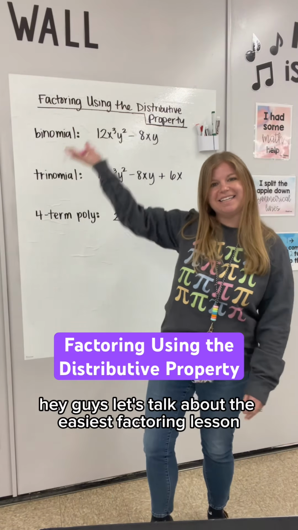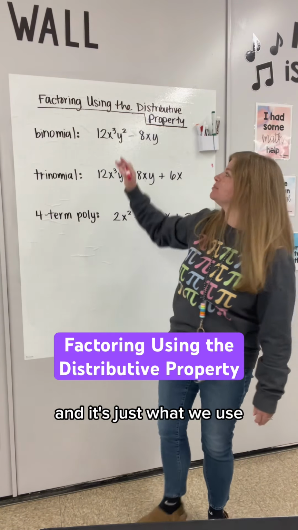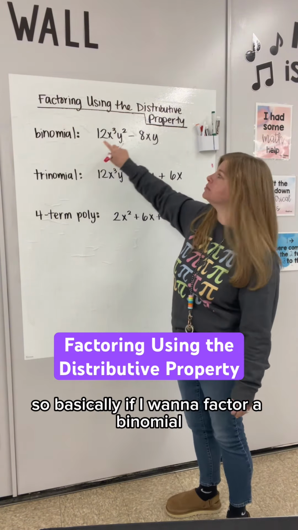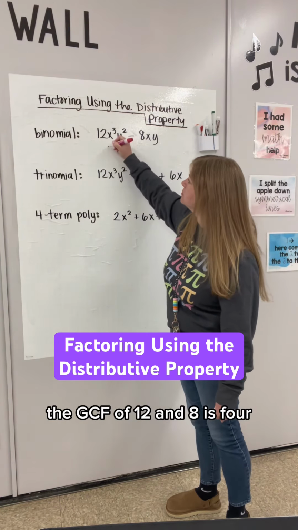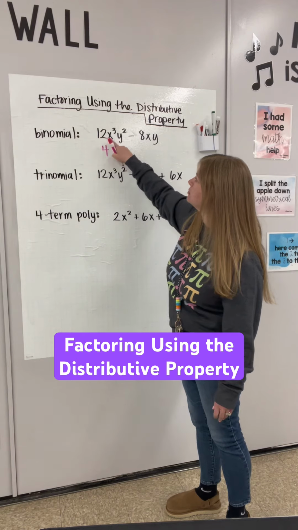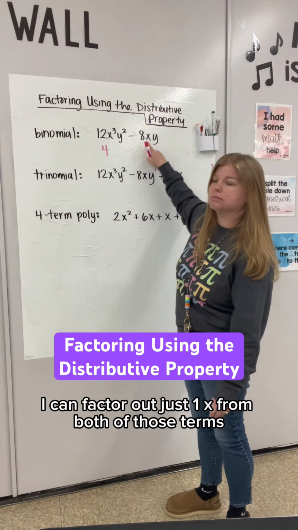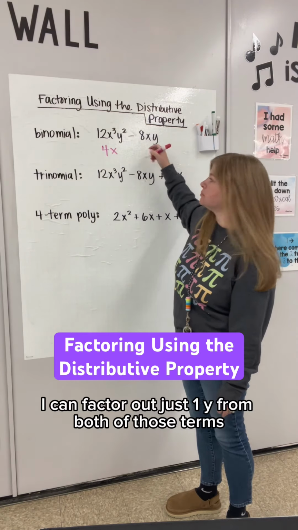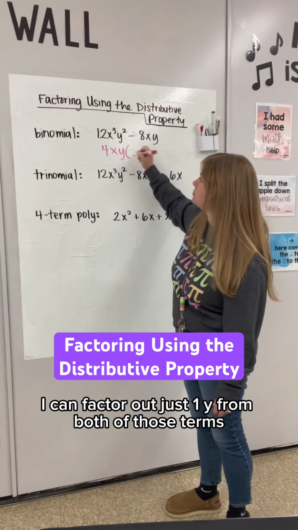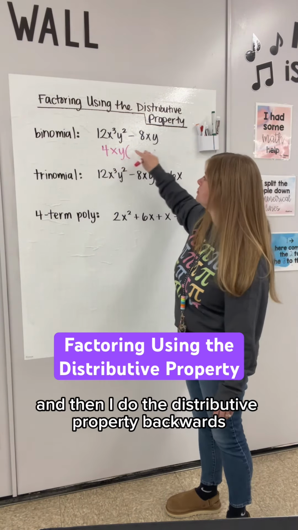Hey guys, let's talk about the easiest factoring lesson, and it's just when we use the distributive property. So basically, if I want to factor a binomial, I'm looking for the greatest common factor. The GCF of 12 and 8 is 4. If I've got x to the third and x, I can factor out just one x from both of those terms. If I have y squared and y, I can factor out just one y from both of those terms. And then I do the distributive property backwards.